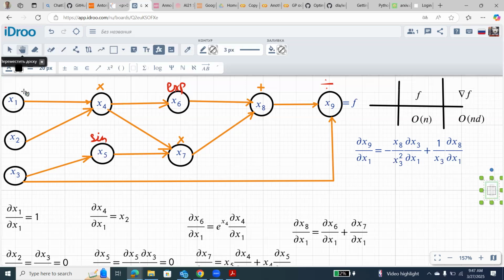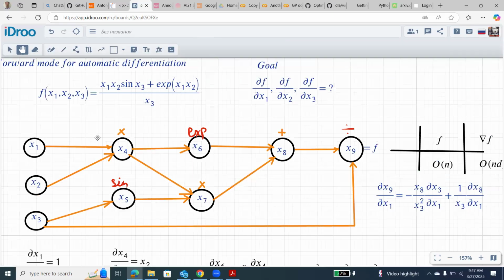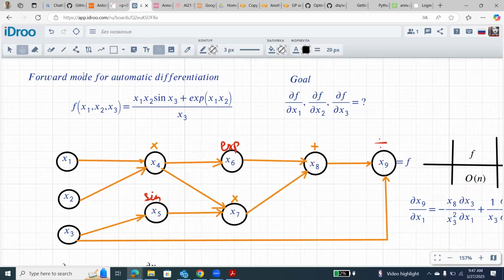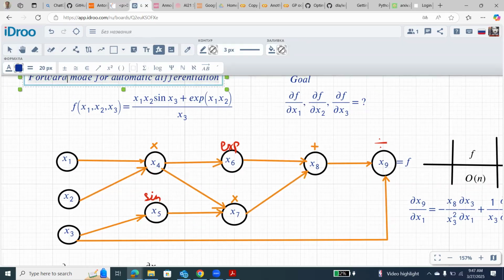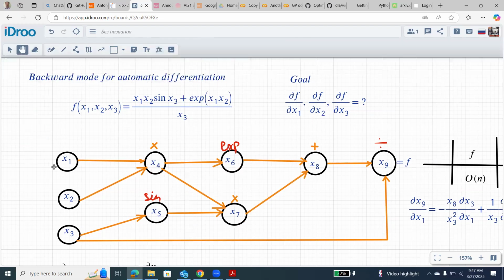Okay, so backward mode. And also sometimes people call it backpropagation.